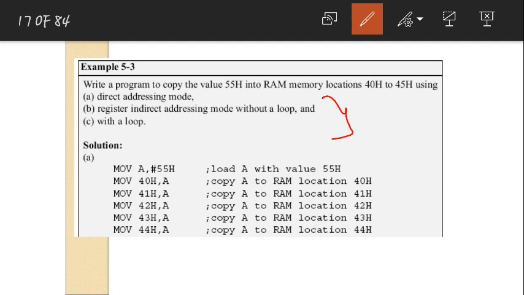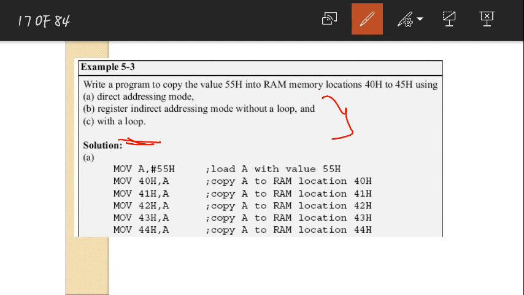Location 40H to 45. We also mentioned 45, we should also move to 45. Okay, using three things. One is direct addressing mode. Direct addressing mode means you should take direct address in that operation. Then register indirect addressing mode without a loop and with a loop. See, indirect means @R1 or R0 should be taken for sure. So whenever you take a loop, generally first we initialize a counter in that. Okay, we will not go to TCON and TMOD. Using normal registers itself we can write a counter. So we'll see how.